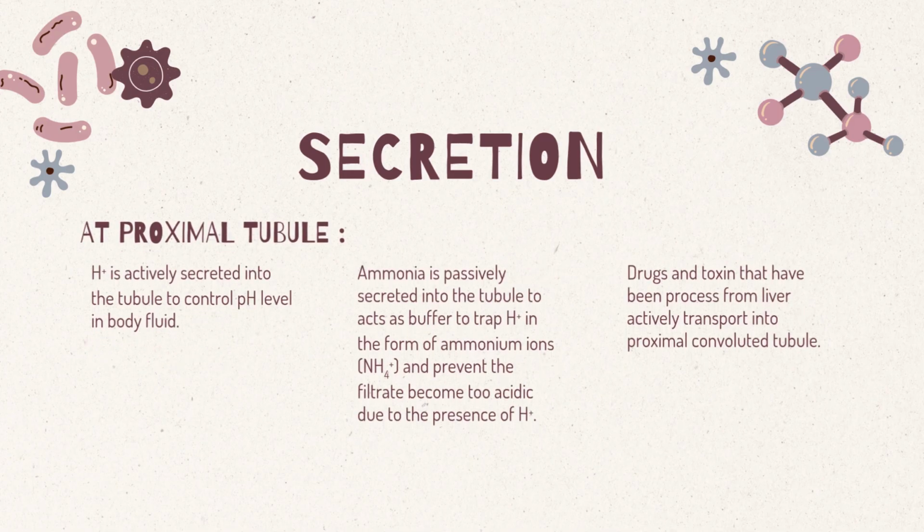Secretion. At proximal tubule, H+ is actively secreted into the tubule to control pH level in body fluid. Ammonia is passively secreted into the tubule to act as buffer to trap H+ in the form of ammonium ions, NH4+, and prevent the filtrate from becoming too acidic due to the presence of H+. Drugs and toxins that have been processed from liver are actively transported into proximal convoluted tubule.